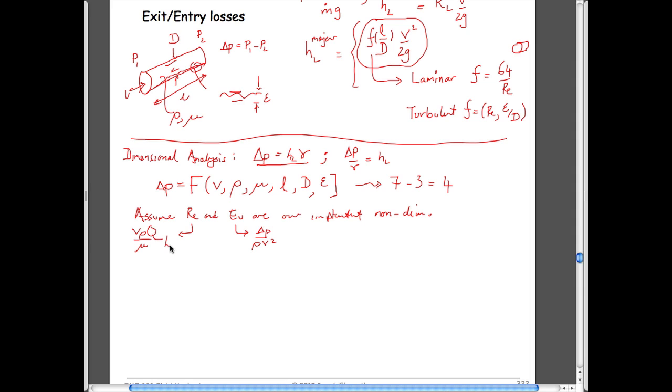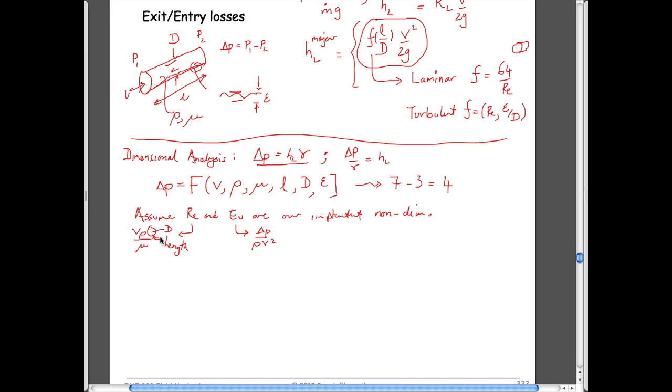not Q, it's just a length term. And so in this particular case, we have three length terms, right? We have length of the pipe, diameter, and the roughness. We could use any single one of those terms because they're all lengths. It turns out that the best one to use, the most characteristic one to use, would be to scale things with the diameter of the pipe, just by experiment.